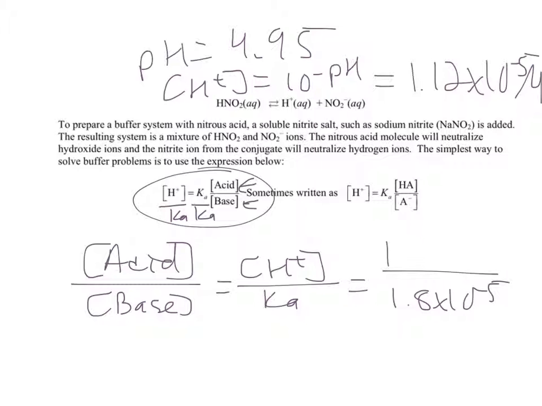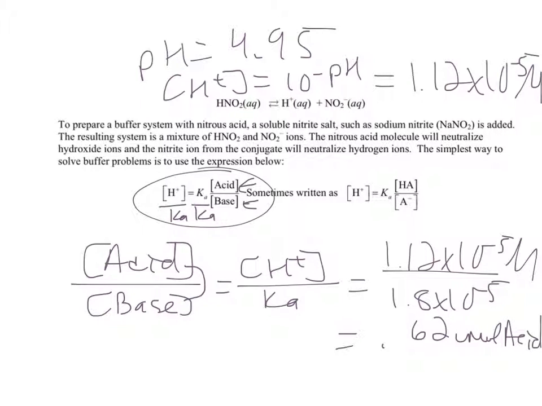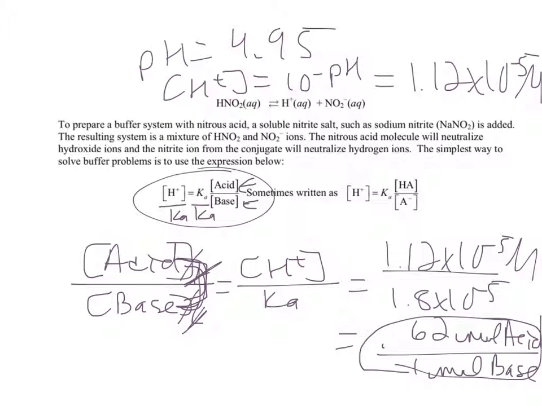So I can plug that in. And when I did that, I got a ratio of acid to base that equaled 0.62 moles of acid for every 1 mole of base. That's what that ratio is telling me. And yes, these are concentrations, but since they're in the same solution, it's moles per liter, moles per liter. The liters would cancel out anyway, so I can simplify that to a ratio of just the moles.